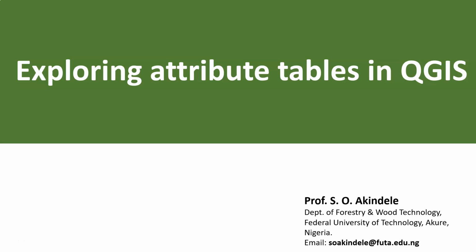This is very important because when you get data from different sources, sometimes you go through the data, especially the attribute table, and you see some spelling mistakes. You will need to correct those, because if you don't correct them and you use them to label your map, definitely your labels will be wrong. So that's why we need to know how to work with attribute tables. So let's start right away.